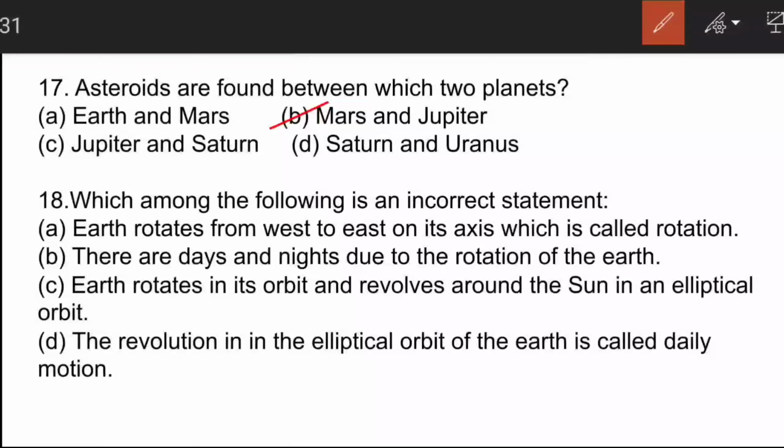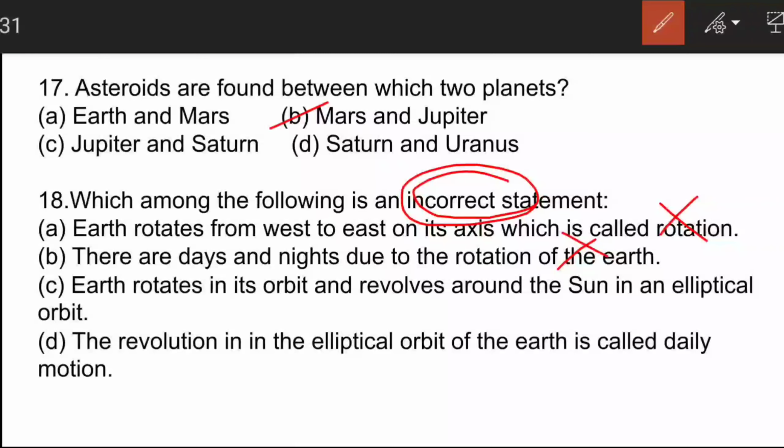The next question is, which among the following is an incorrect statement? Please mark if you find any such thing which may lead your questions to be wrong. Earth rotates from west to east on its axis, which is called rotation. Correct? So this cannot be the answer. There are days and nights due to rotation of the Earth. This is also correct. This is a very classic type of question.